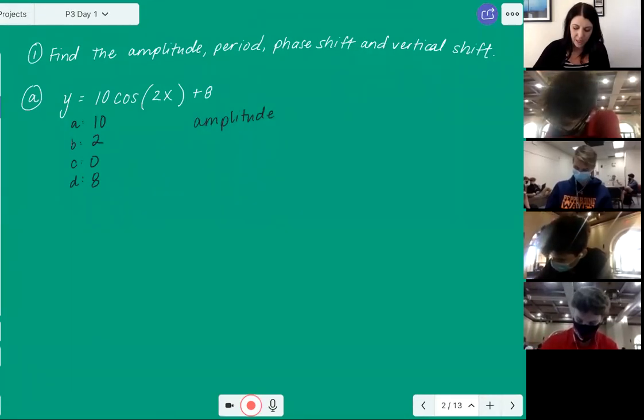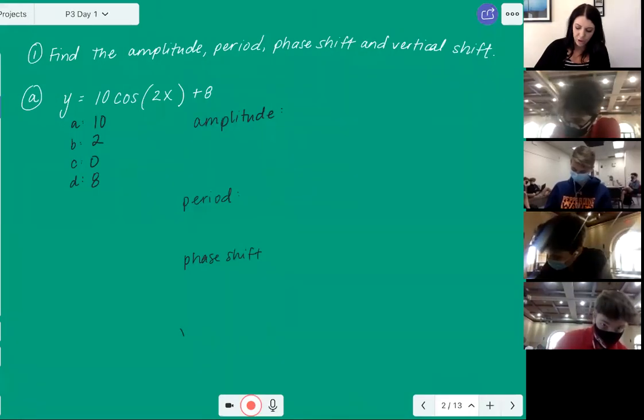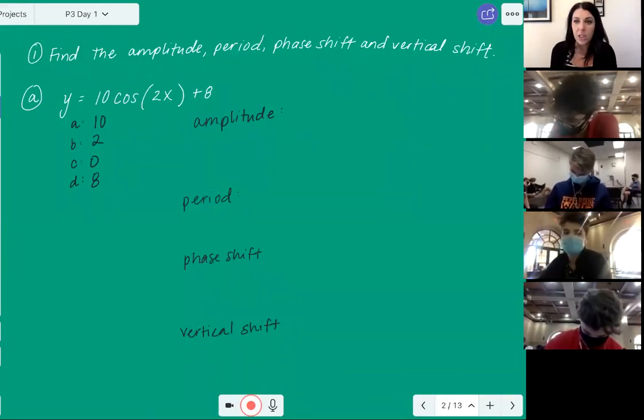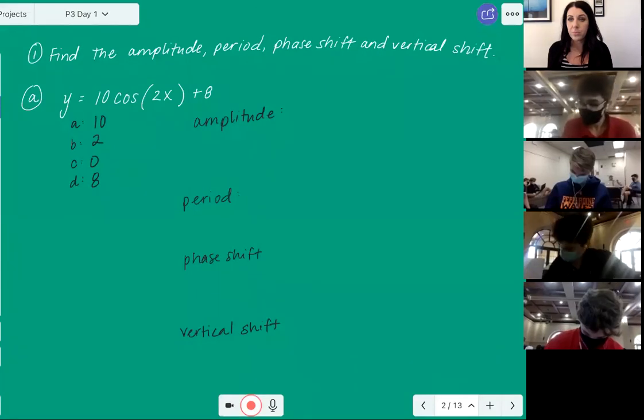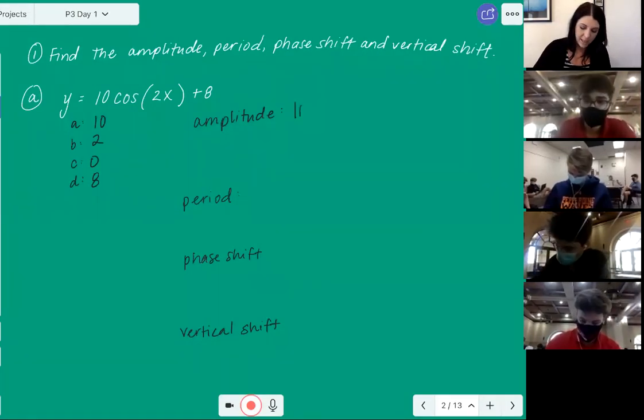Okay, so the first thing we're going to find is our amplitude. And I'm just going to write down all of them first. Amplitude, then we'll find the period, then we'll find the phase shift. And I'm calling it vertical shift, but it would be exactly the same thing on this last one if I asked you to find the midline. Okay, so just be aware of that. Let's go to Sam Traster. Sam, what's the amplitude? Absolute value of 10, which is just 10. Fantastic job.